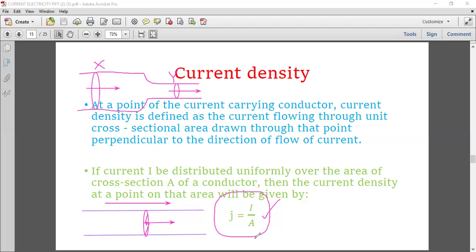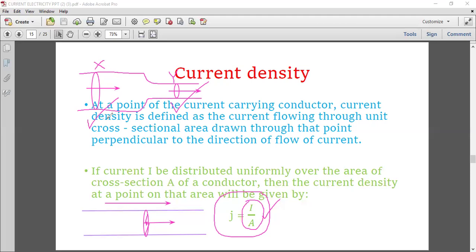So at which point will current density be more? You can find out here. दोनों जगह पर current सेम है. एक का area कम है. Area is less for cross section Y. Therefore, current density at cross section Y will be more than the current density at cross section X. मतलब क्रॉस सेक्शन Y पर करंट डेंसिटी का वैल्यू अधिक होगा और क्रॉस सेक्शन X पर करंट डेंसिटी का वैल्यू कम होगा. Means current density depends upon the area of cross section.